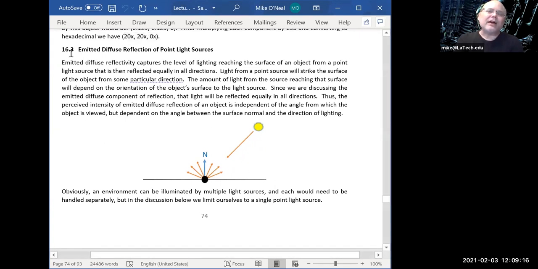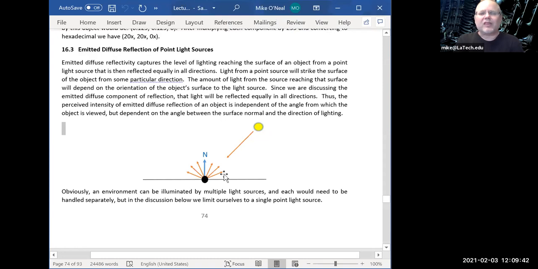So next up, we have emitted diffuse reflection of point light. Now we've got a light source. Light's coming in from one direction. Before, remember, light was coming in from all directions. Well, now light is coming in from one direction, hitting the surface. But when it does, the light that gets to that surface gets reflected in all different directions.